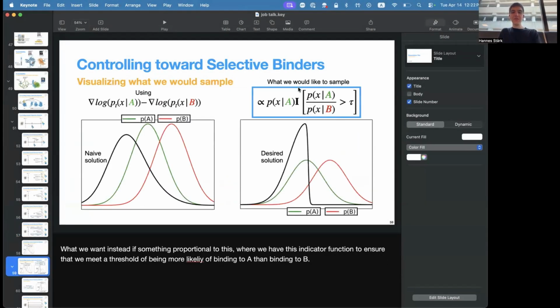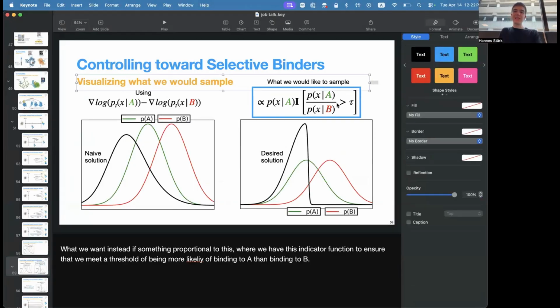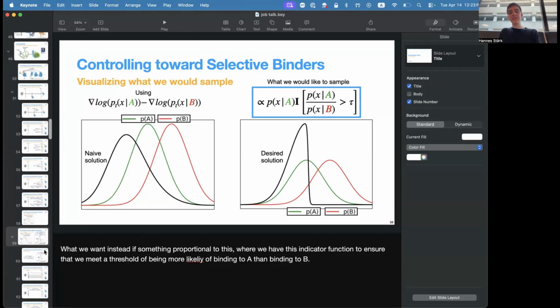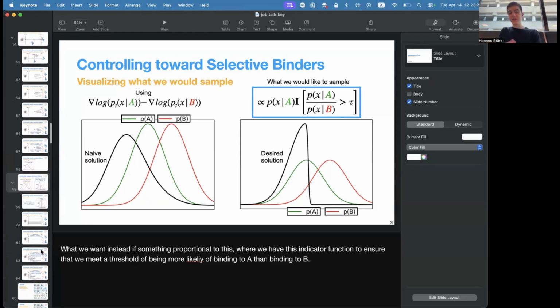Just being conscious of the time here. What we would like to sample instead is something where we always want to meet a threshold of being more likely to bind A than being likely to bind B. This is something we can sample with techniques that combine sequential Monte Carlo with diffusion models. That's something we're still working on. But with that, I would leave it to follow-up questions or move on to our question if you recommend pursuing such.